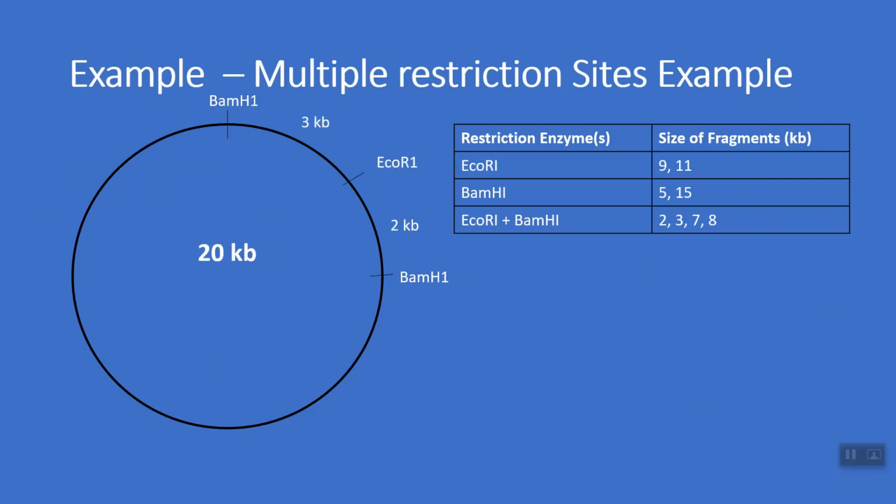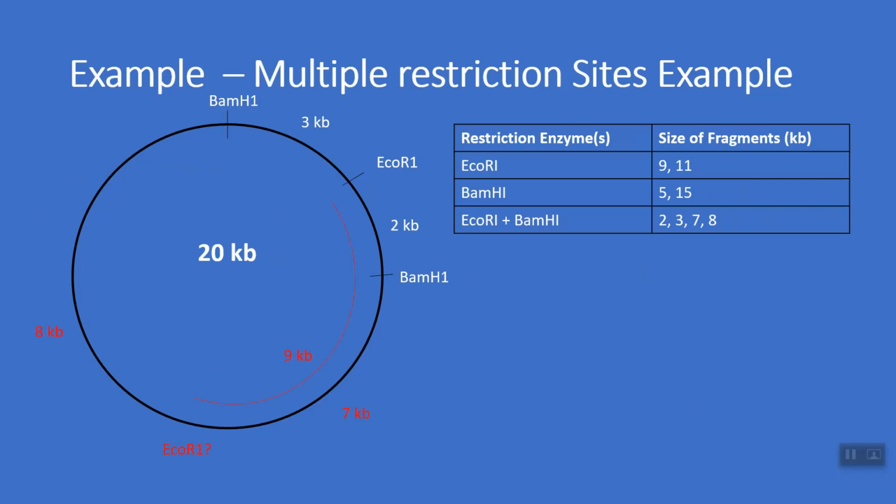Now we can ask where the second EcoR1 site lies in the 15 kilobase BAMH1 fragment. We know that the single EcoR1 digest gives fragments of 9 and 11, so the second EcoR1 site could lie either 9 or 11 kilobases clockwise from the first EcoR1. Only the first possibility is consistent with the fragment sizes found in the BAMH1 EcoR1 double digest. If the second EcoR1 is 9 kilobases clockwise from the first EcoR1, the distance between the second BAMH1 and the second EcoR1 site is 7 kilobases, and a fragment of this size is found in the double digest.